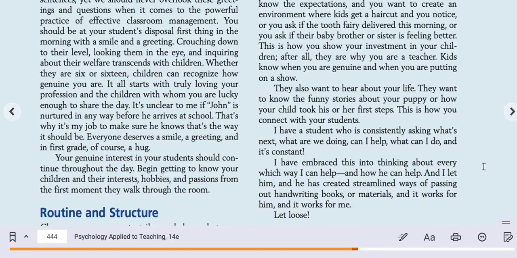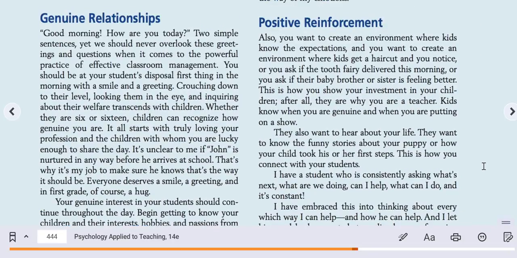Positive reinforcement. You want to create an environment where kids know the expectations, and you want to create an environment where kids get a haircut, and you notice, or you ask if the tooth fairy delivered this morning, or you ask if their baby brother or sister is feeling better. This is how you show your investment in your children. After all, they are why you are a teacher.